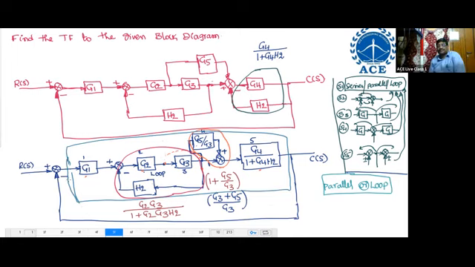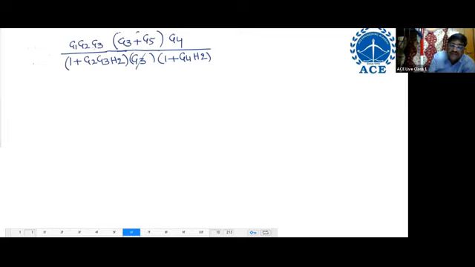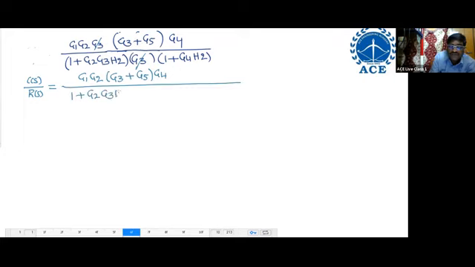All these blocks. So now what you will get? G3 cancelled. Then write the overall transfer function. What is the overall transfer function? C of S by R of S equal to G1, G2 into G3 plus G5 into G4 divided by 1 plus G2, G3, H2 into 1 plus G4, H2.